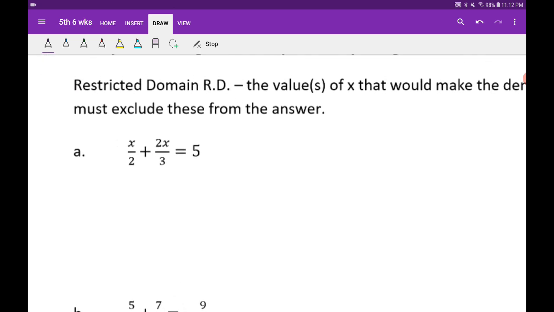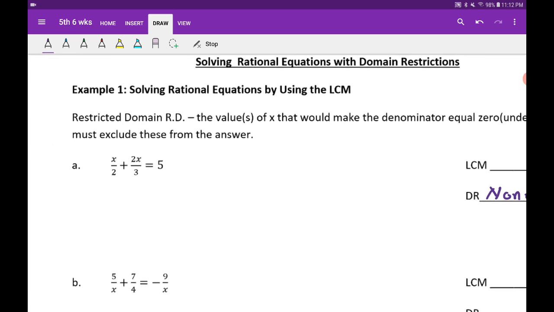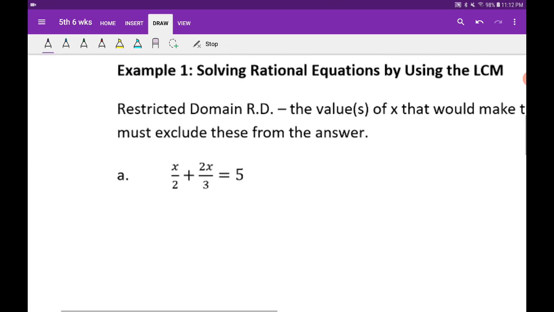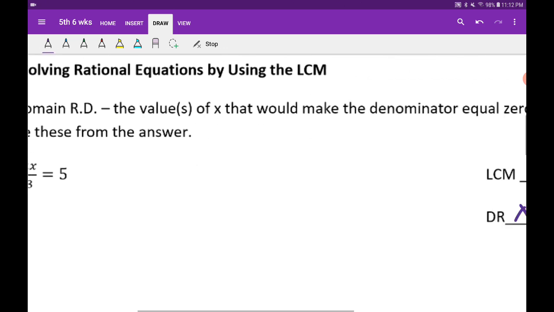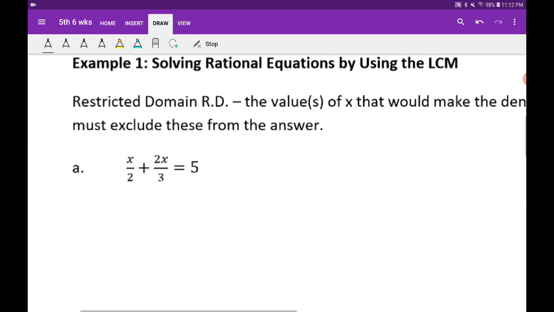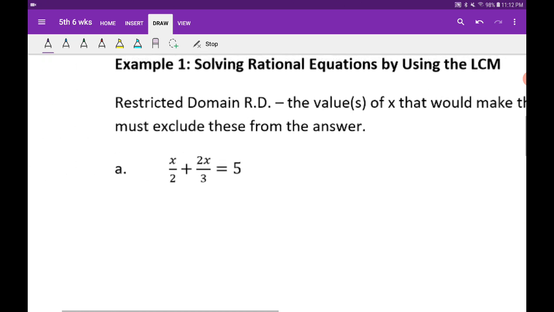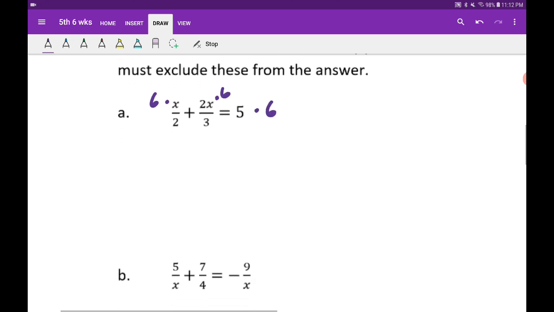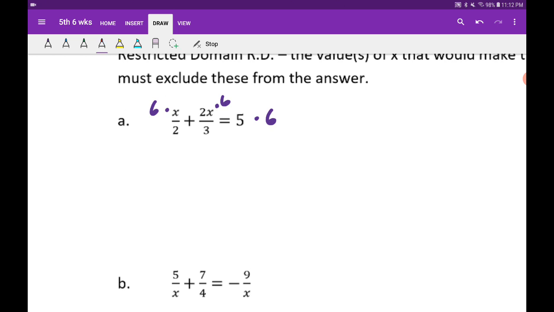So what I'm going to do is review what we did earlier in the week and solve this rational equation. First things first, we need to find the LCM. We look at 2 and 3, and the common multiple will be 6. So we're going to multiply the entire equation by our LCM, which is 6. I'm going to multiply 6 to that numerator, and I'm going to multiply 6 here at the end, so the entire equation.